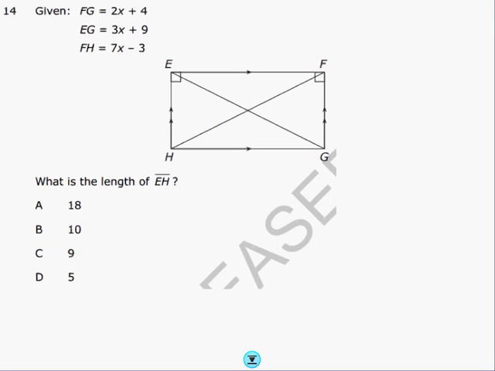Okay. All right, they give us all this information. What's the length of EH? Well, first of all, let's see what we've got here. The top and the bottom are parallel, and the left and the right are parallel. That means it's a parallelogram. We know about parallelograms that opposite sides are congruent.